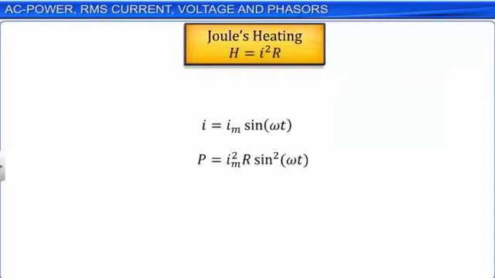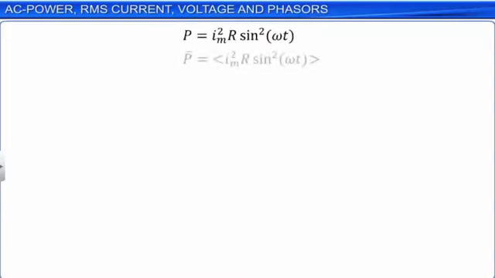Earlier, we learned that the current through an AC circuit containing a resistor is given by I is equal to Im sine omega t. On substituting the value of I in the equation for power, we get P is equal to Im square R sine square omega t. If we average the value of the instantaneous value of power over an entire cycle, we can write the expression as shown. Here, the quantity P bar denotes the average value of power.